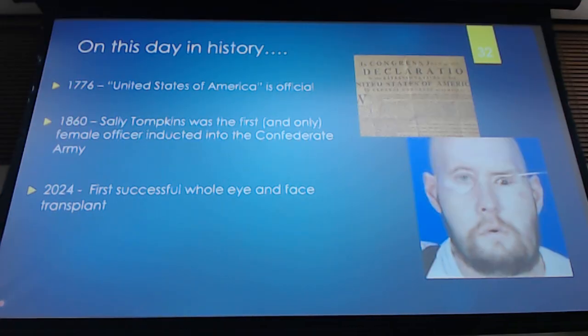In 1776, we officially became the United States of America. Because prior to that, we were called, anyone else? The United Colonies. United Colonies.